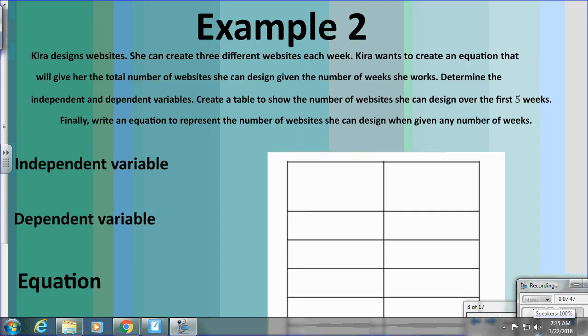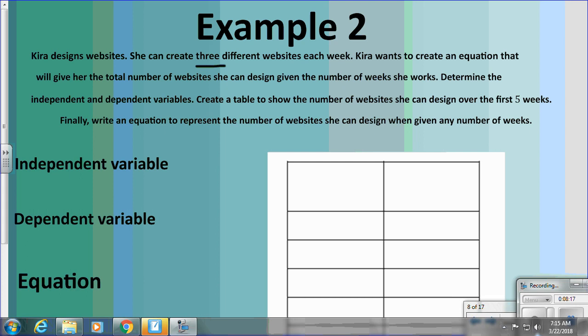The last one I will do with you. Kira designs websites. She can create 3 different websites for each week. Kira wants to create an equation that will give her the total number of websites she can design given the number of weeks she works. Determine the independent and dependent variables. Create a table to show the number of websites she can design over the first 5 weeks. Finally, write an equation to represent the number of websites she can design when given any number of weeks.